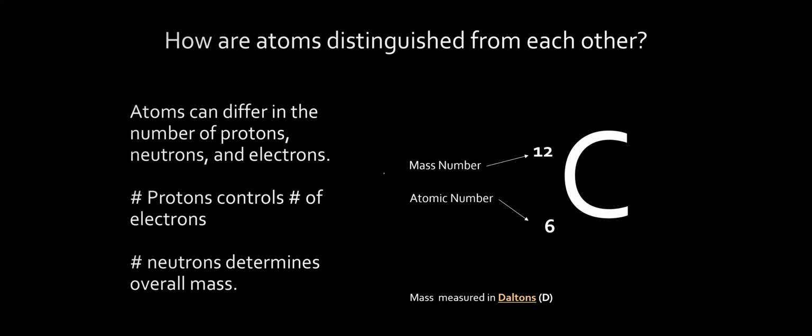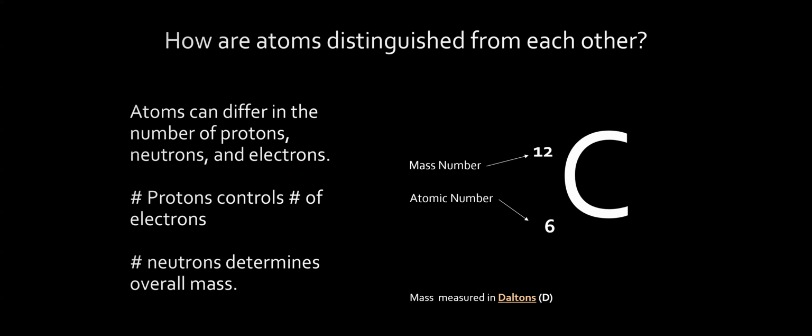So how are atoms distinguished from each other? When we look out into the universe, just right outside our door, we can see that there's different kinds of atoms. What makes one atom different from another atom is one fundamental property, and that is the number of protons that is inside that nucleus.